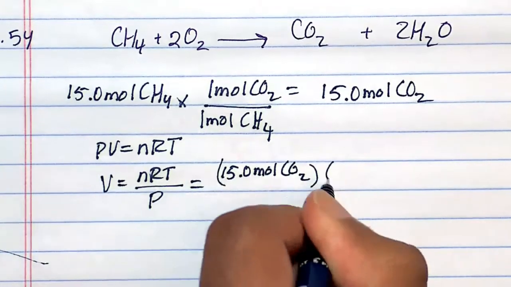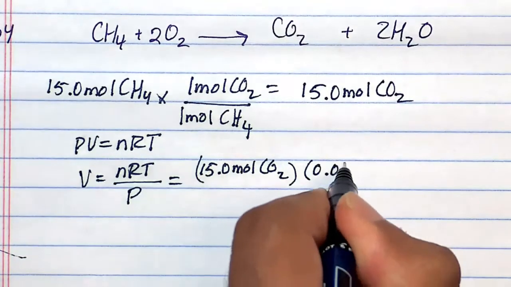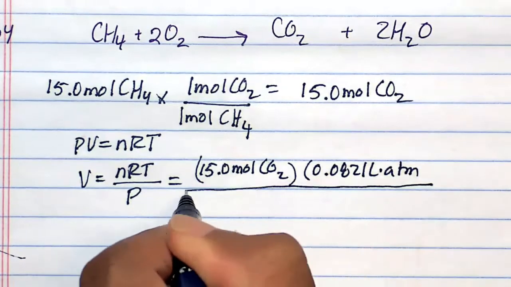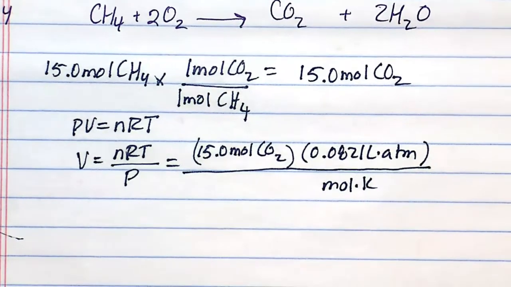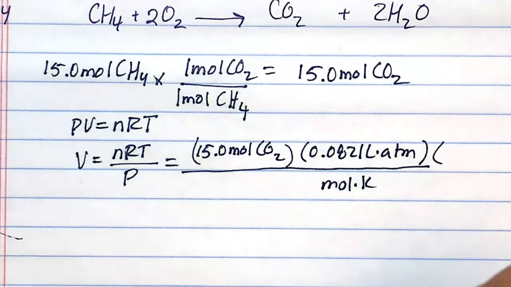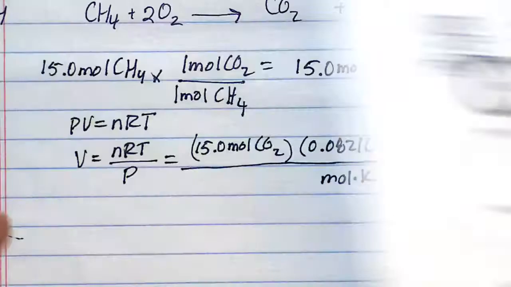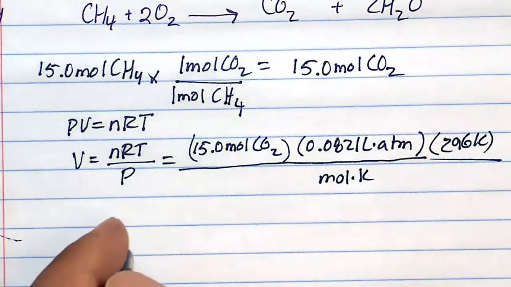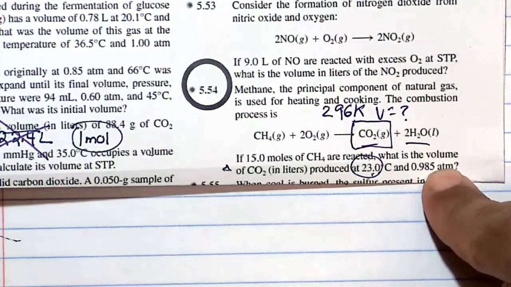I thought this would be a lot harder. R is the ideal gas constant, 0.0821 liters atmosphere divided by mole Kelvin. And then T, did they tell us the temperature? Yes, they did. The temperature is 296 Kelvin. And P, did they tell us the P here? Yes, they told us the P here is 0.985 atmospheres.